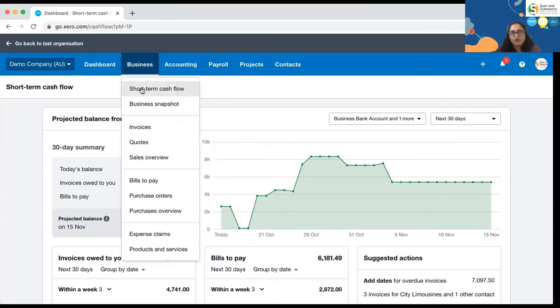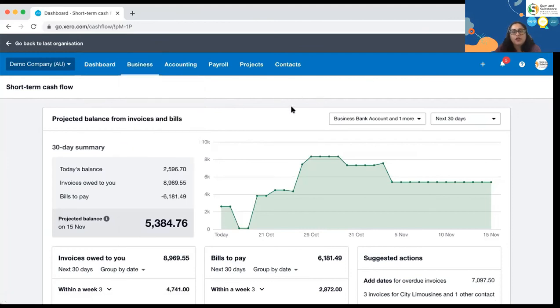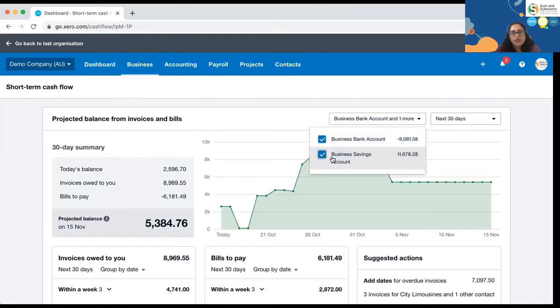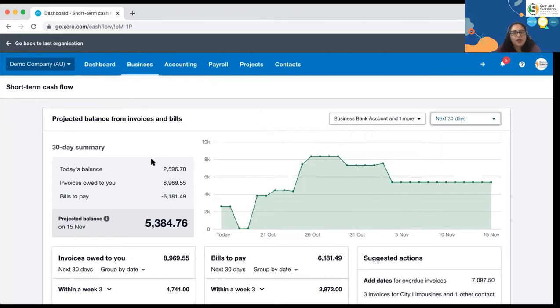When you go to business, you'll find that little thing here. Now, what it does is you can select both the accounts, or you can just select one of the accounts. I've just said these are the two business accounts I've got. So this is my balance as of today, and I just want to look at the 30-day summary, okay?